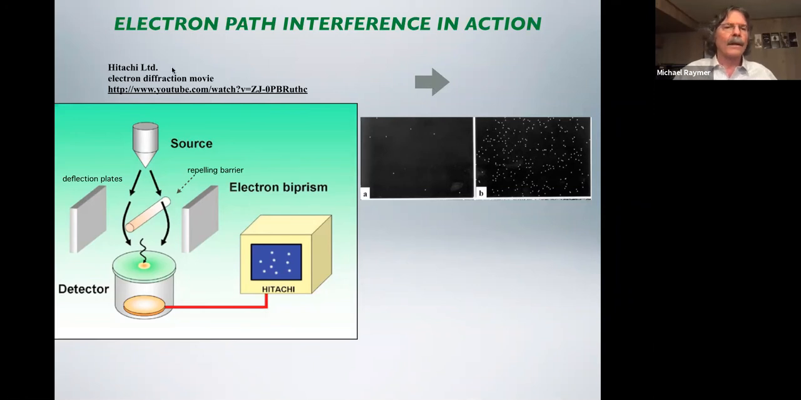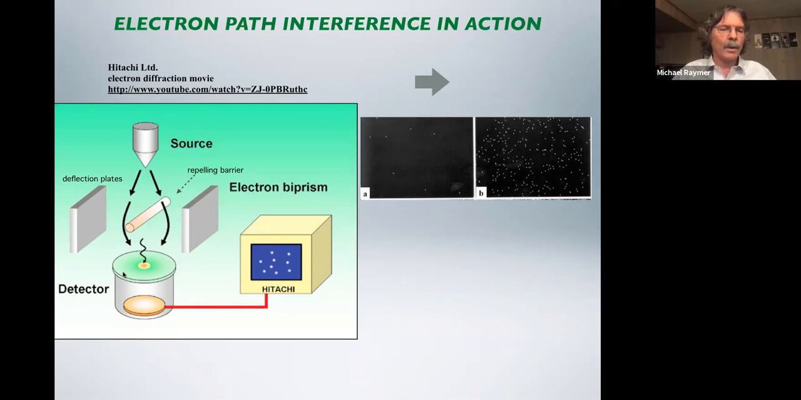Let's watch a movie. The Hitachi company, some 20 years ago, made a very nice demonstration of this experiment. It's a very famous YouTube video. They had the source, and each electron could pass around this repelling barrier to the left or to the right. Electrons are negatively charged, so to make a repelling barrier, you just take a metal wire and put a little negative charge on it, so the electron is repelled away from it. It's going to go around to the left or the right. We also put some negative charge on these plates out here, so it can't keep going and gets deflected back.